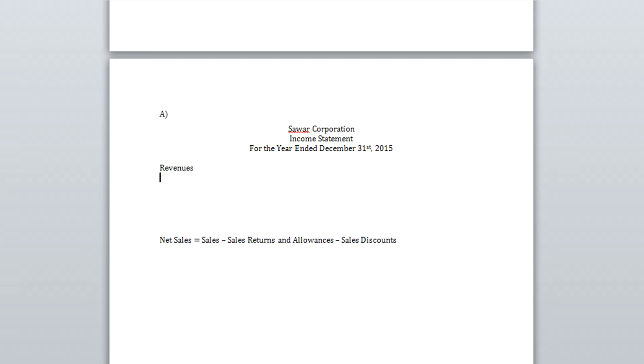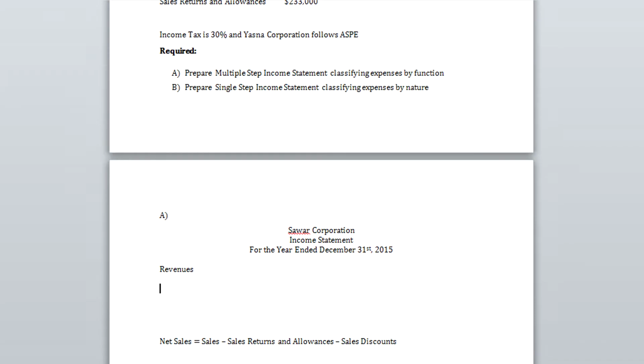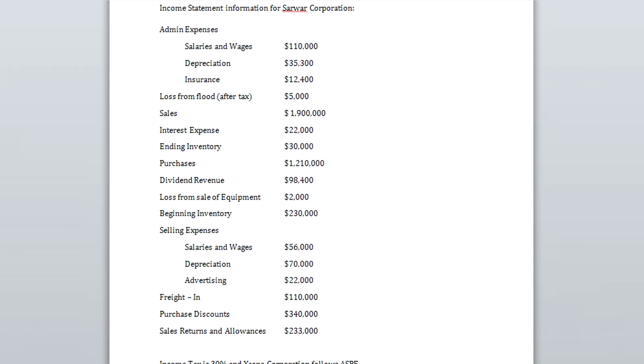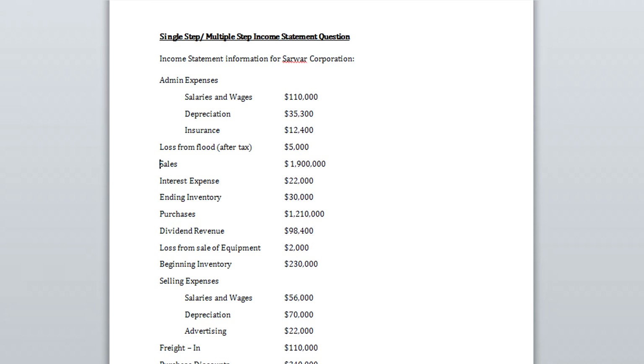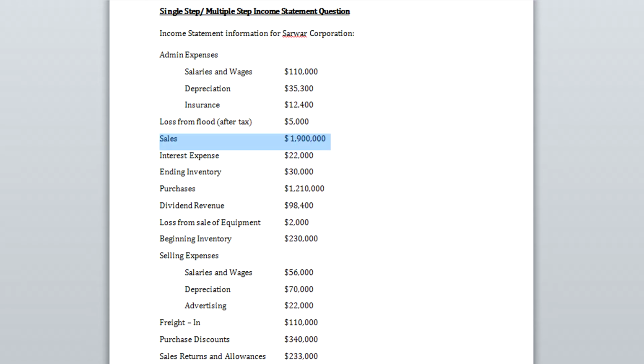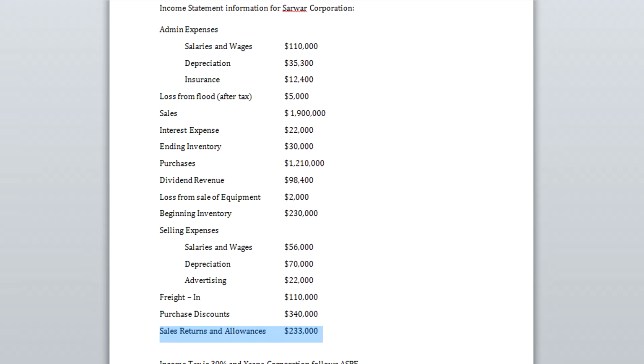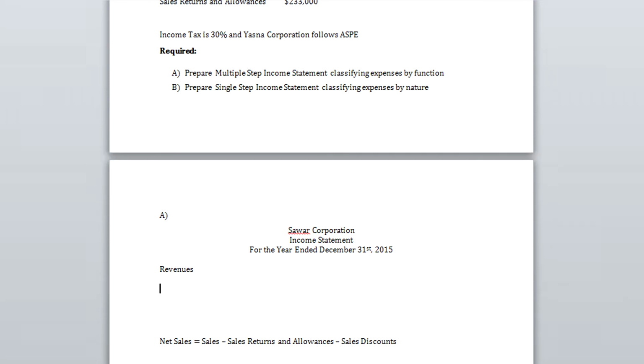All right, because the revenue section of the multiple step income statement is showcasing our operating revenues, which are things that happen on a day-to-day basis. So this usually includes sales, sales returns and allowances, and sales discounts. So we're going to look for those three accounts. As you can see, we skim through the list. We do have sales here of 1.9 million, and we have sales returns and allowances of 233,000. So no sales discounts that I can see, but we have sales and sales returns and allowances. So let's just plug that in there.